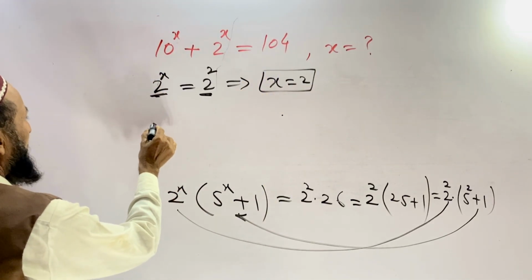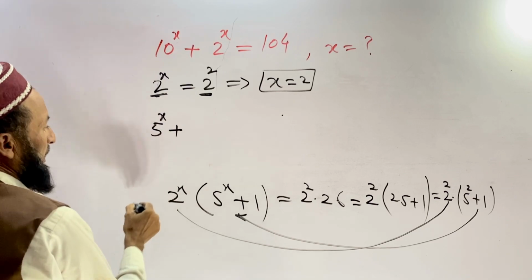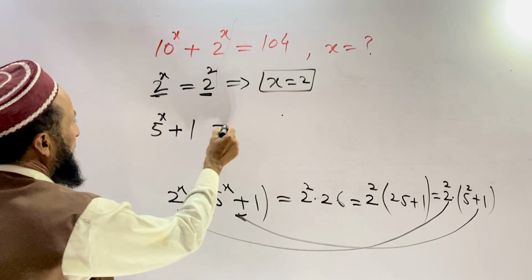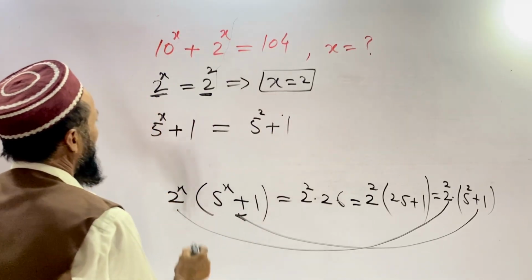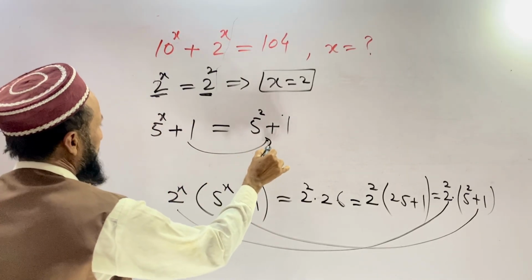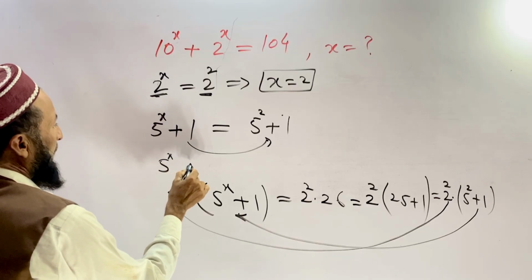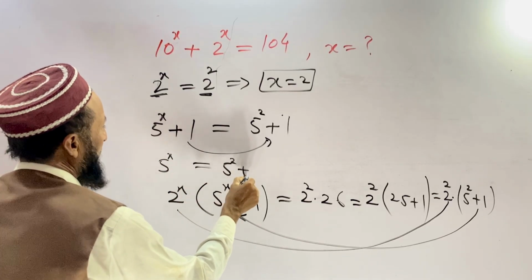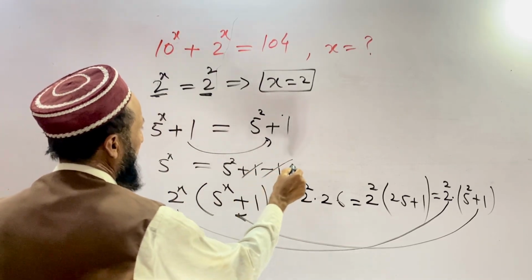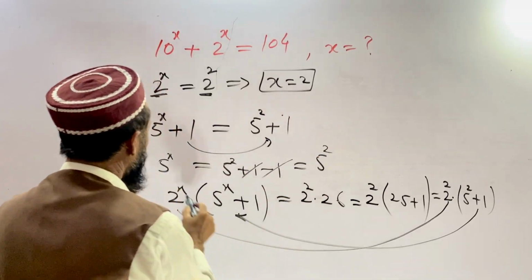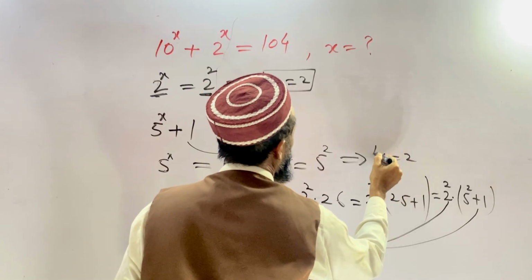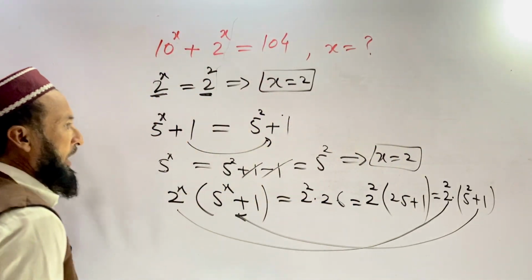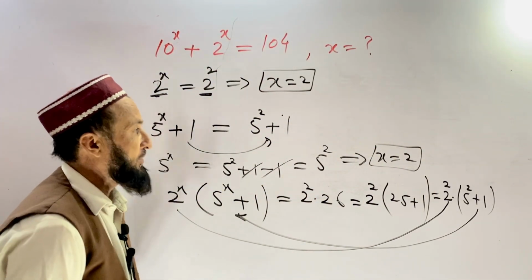Similarly, if we compare 5 exponent of x plus 1 is equal to 5 square plus 1, this will be cancelled if we transfer it. 5 exponent of x is equal to 5 square plus 1 minus 1, both are cancelled, and we get 5 square. Now the bases are same, so we get x is equal to 2. It means that our solution is x is equal to 2.